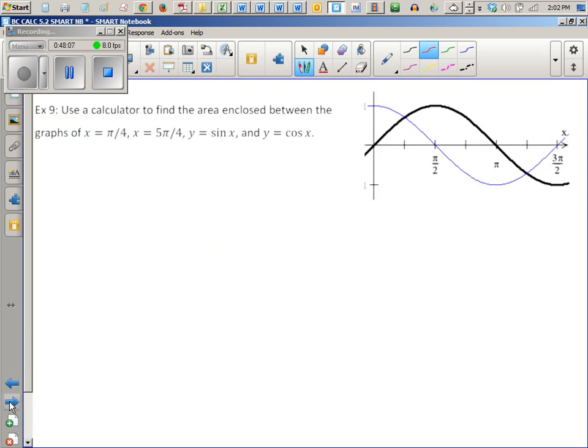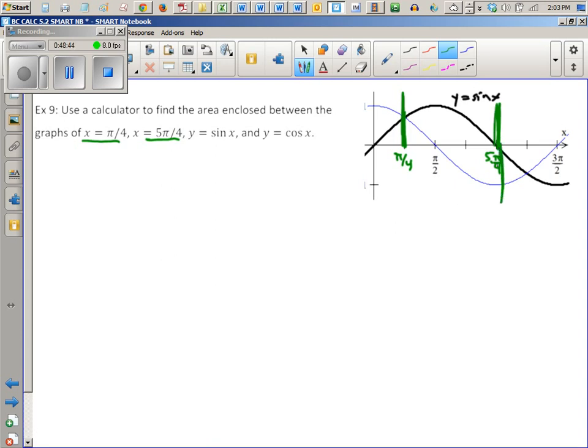Okay? And the last one is this one. This is a little premature to be explaining this, but this is talking about a sine wave. So the sine wave is the dark black one. And the cosine wave, that's this blue one. And we're only going to be looking at the portion between pi over 4 and 5 pi over 4, as it says right here. There's a graph of x equals pi over 4, that's this line. And the graph of x equals 5 pi over 4, that's this line.